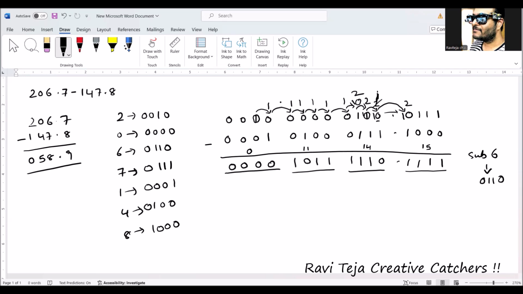Whichever data has a value greater than 9 needs correction. If you see over here, the first one is 0, so it is okay. 11, 14, 15: all these three are greater than 9. So we need to subtract them with the value 6. The BCD of 6 is 0110, 0110, 0110. Let's subtract this.